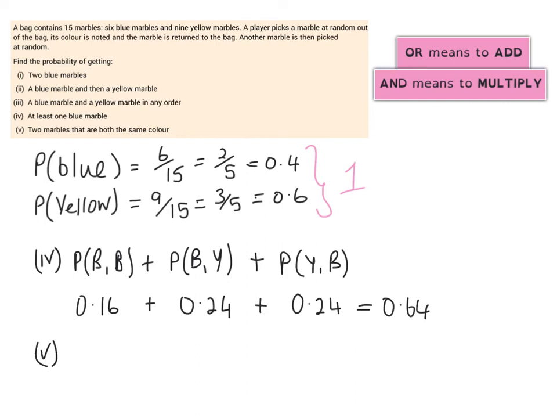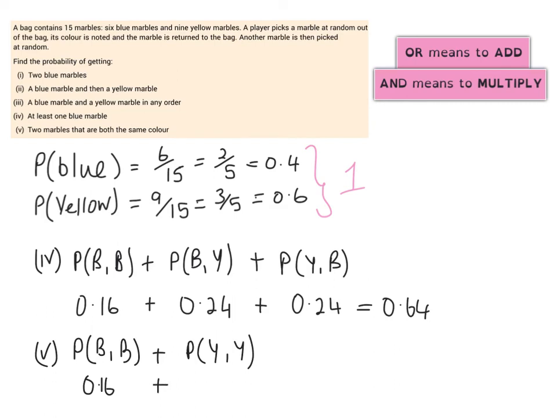Then if we look at part 5. Part 5 says that it wants the probability that 2 marbles that are both the same colour are picked. So you can have blue, blue, or you can have yellow, yellow. So what is the probability of 2 blues or the probability of 2 yellows? Well, we know that the probability of 2 blues, just like above, is 0.16. And the probability of 2 yellows is going to be 0.36, because it's going to be 0.6 times 0.6.